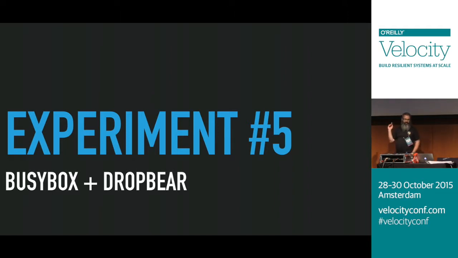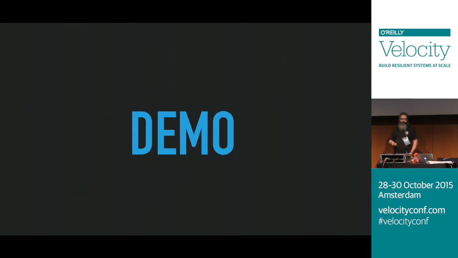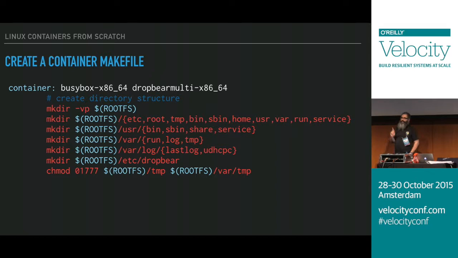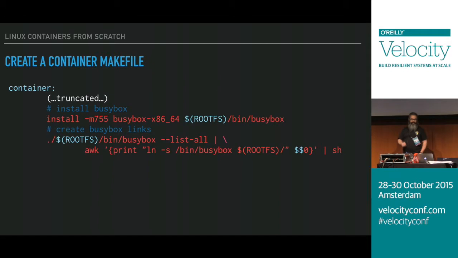So I tried it with BusyBox and Dropbear, which is a tiny little SSH server, just to see what that would result in. Rather than typing it out, I'll just show you what it looks like, since we only have a minute here. But BusyBox requires you to set up the whole file system, so a bunch of make directory commands to set that up, and some change mode permissions. You have to install the BusyBox binaries, and then you have to run and generate all these symlinks to point back at BusyBox for all the commands that it's going to represent.